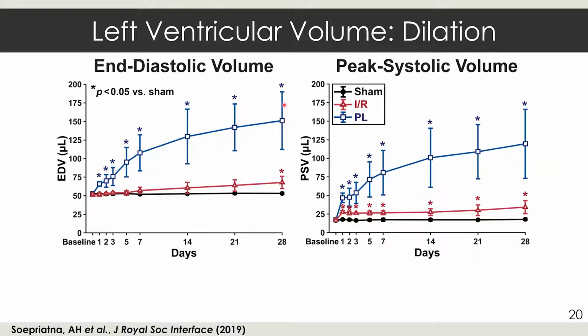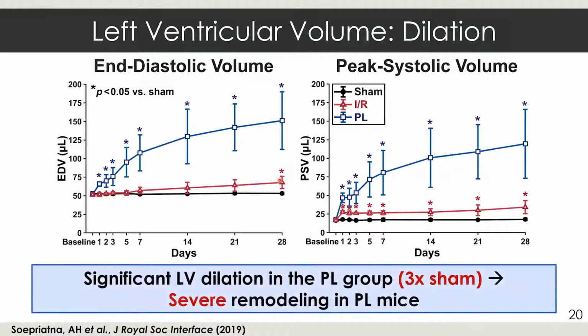In the permanent ligation group, there's significant dilation, whereas there's only minor, statistically significant dilation observed at the last day of the ischemia reperfusion group. And the loss of function can be seen here as the immediate increase in peak systolic volume as soon as day 1. With this, we can show that the permanent ligation group underwent significant LV dilation and severe remodeling.